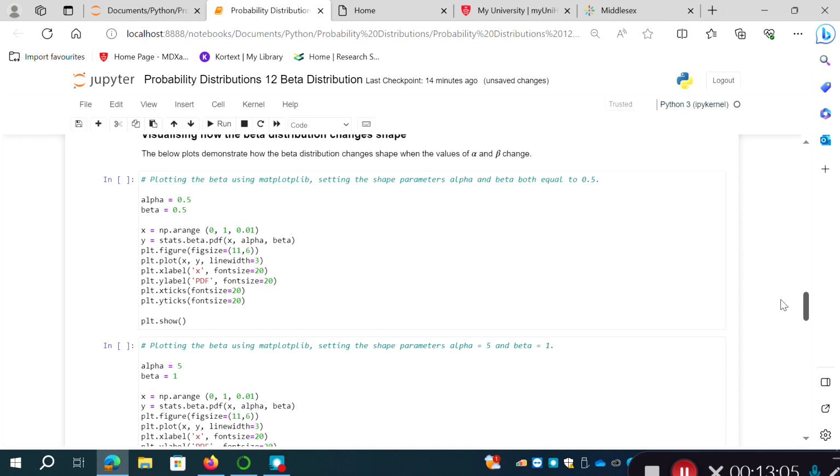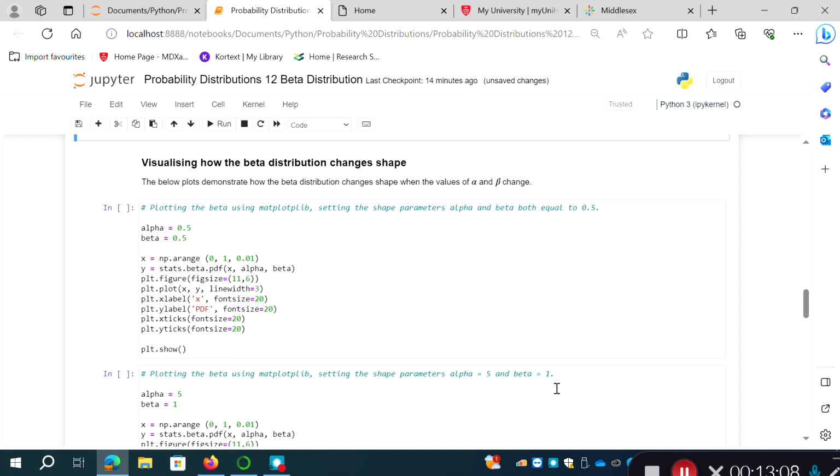So what I was going to do, just to finish this video off, to make it more interesting, to build intuition about the beta distribution, is a series of plots where I'll change the values of the shape, so the alpha and beta parameters. Maybe set them to be the same, set them to be different, have alpha bigger than beta, beta bigger than alpha, and see what that does to the shape of the distribution.